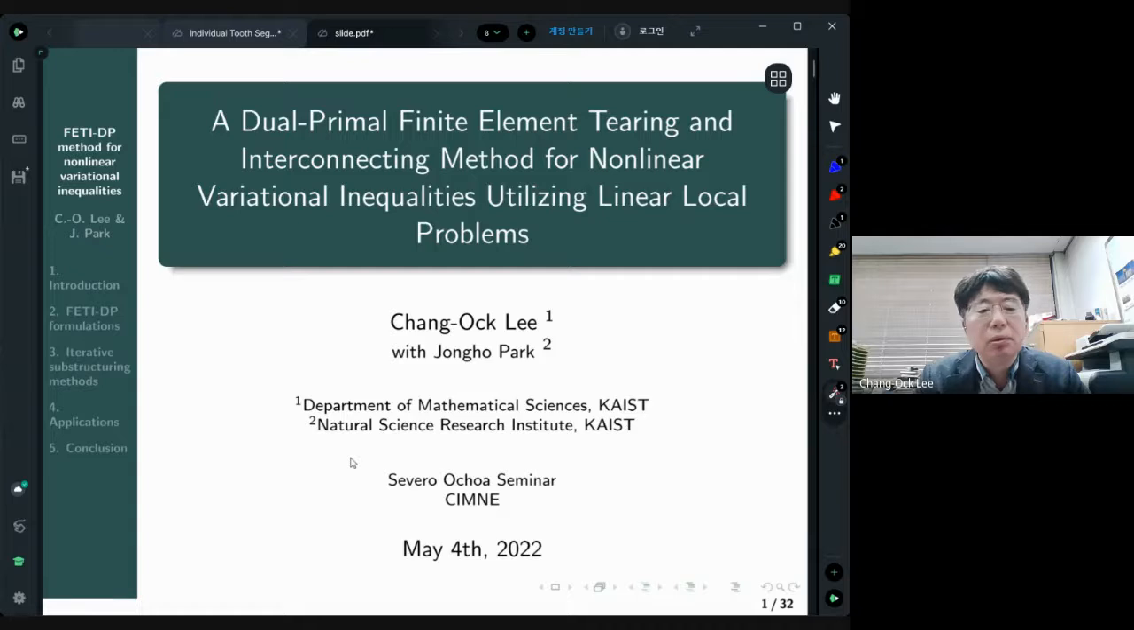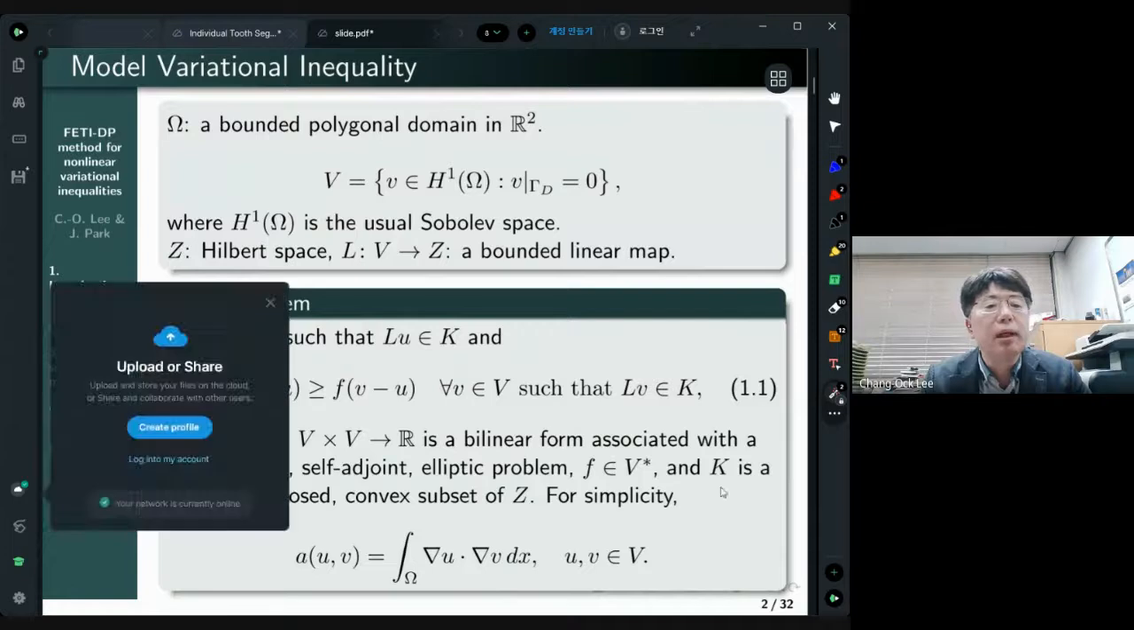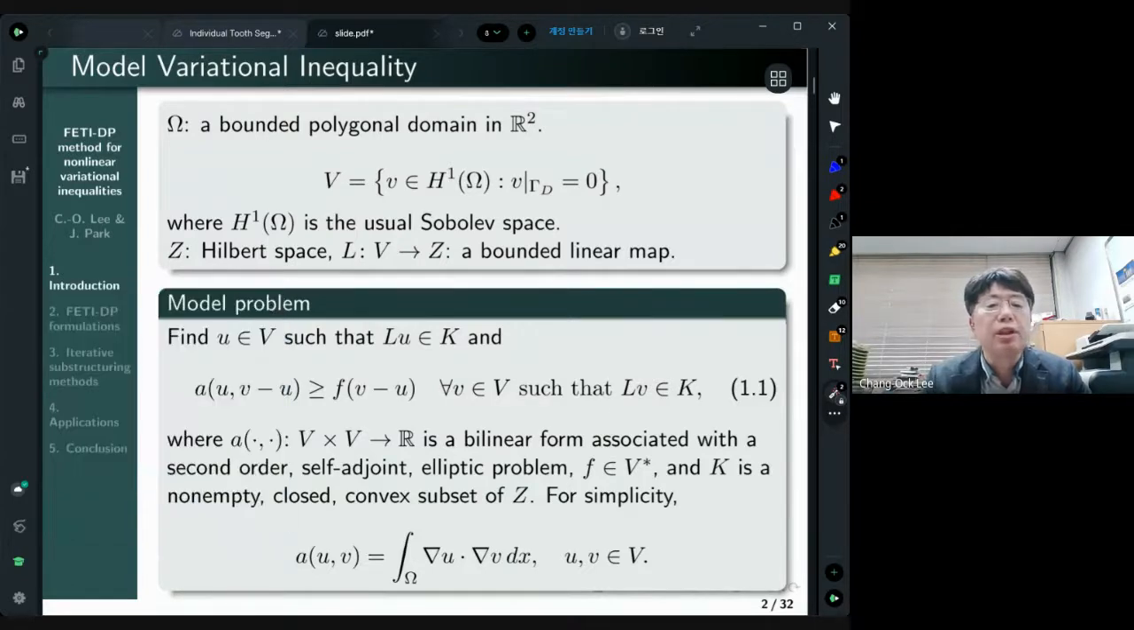My talk title is Dual-primal finite element tearing and interconnecting method. The abbreviation of this method is FETI-DP, and it's about the domain decomposition method, the domain decomposition method for nonlinear variational inequalities using linear local problems. Actually, this work is performed with my postdoc, Jong-Ho Park. So first, let me introduce my model variational problems, the variational inequalities.